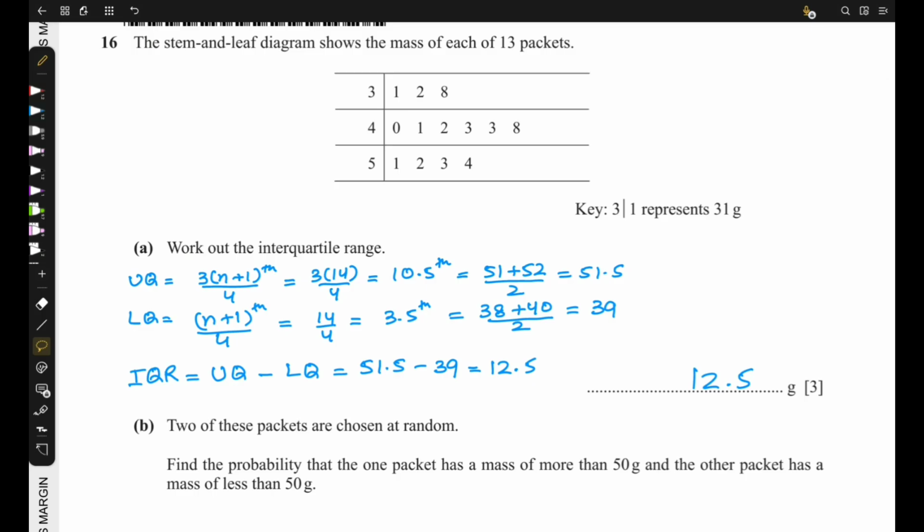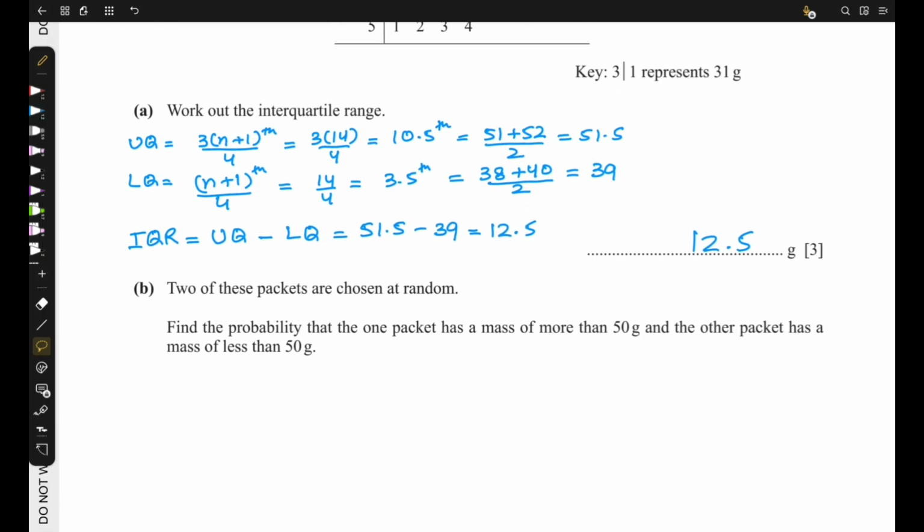Moving on, two of these packets are chosen at random. Find the probability that one packet has a mass of more than 50 grams and the other packet has a mass of less than 50 grams. So there are two possibilities. The first possibility is the first packet is greater than 50 grams and the second packet is less than 50 grams. Or the second possibility is the first packet is less than 50 grams and the second packet is greater than 50 grams. These two are the possibilities.